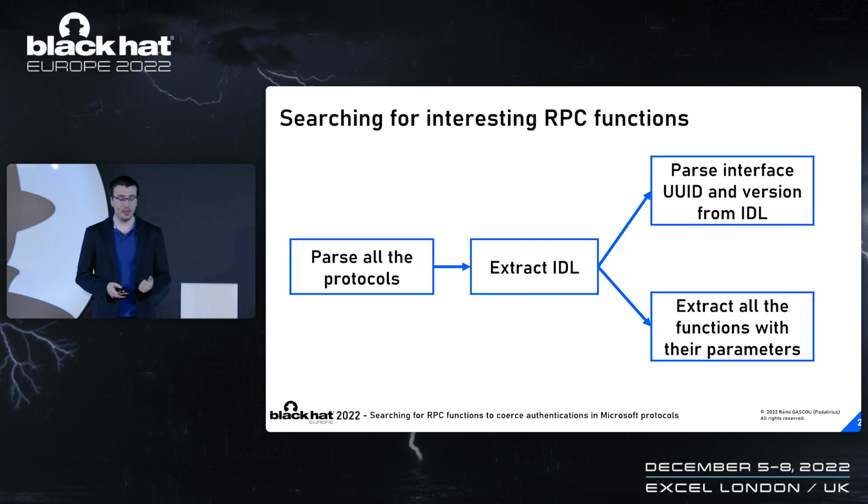So what we are going to do is parse the Microsoft Open Specification documentation page where every RPC protocol is listed. For each RPC protocol, we are going to list every section and see if section 6 exists. If section 6 exists, we are going to extract and parse the interface definition language of this interface and its functions. And for each function, we are going to extract all the functions with their parameters and get the RPC interface UID and version that will be defined inside the IDL file.